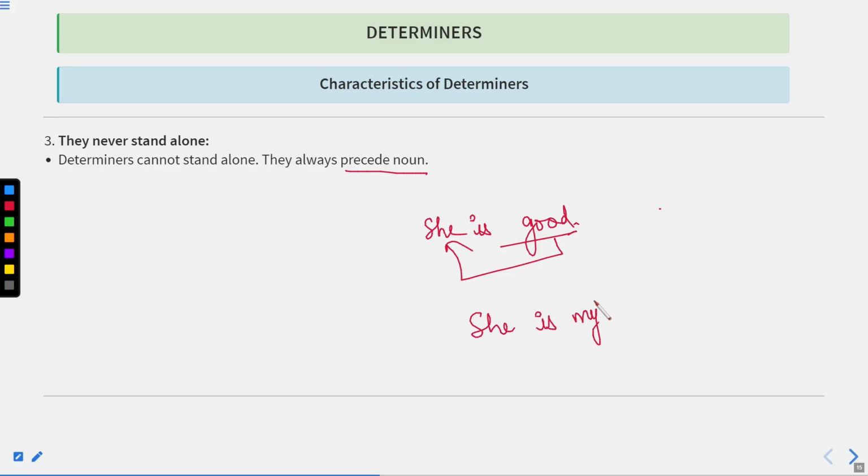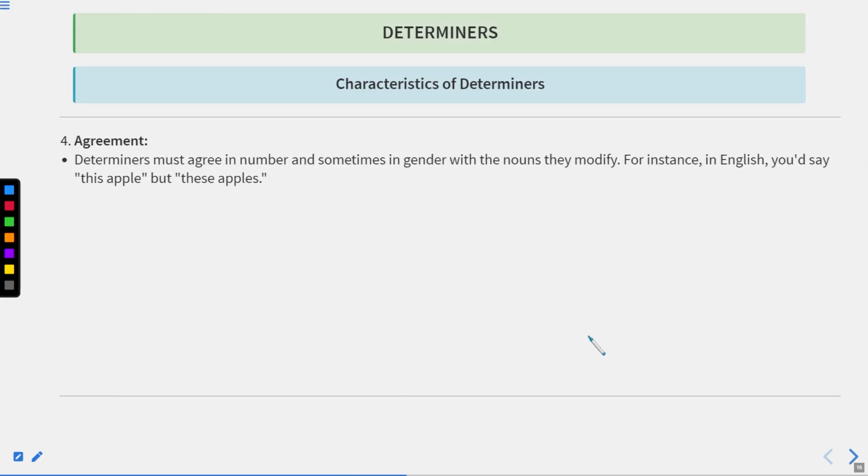this one is incorrect. Why so? Because a determiner cannot stand alone. They need a noun after them. For example, I can say she's my sister. So here you can see that sister is a noun which is qualified by the word my. So this my is a determiner which is showing the possession of this noun. Now they always precede a noun. This is the noun and this is the determiner which is preceding the word sister. Now let us move to the next one.